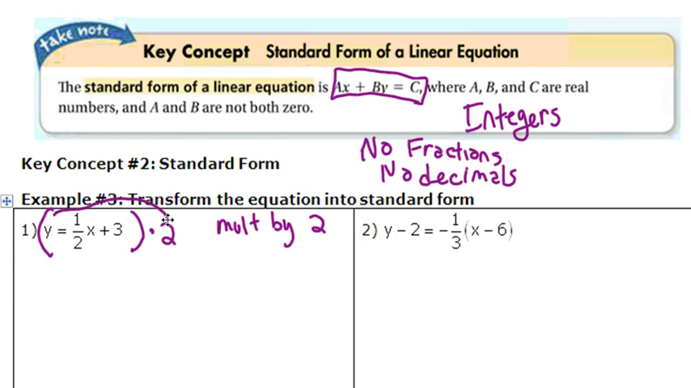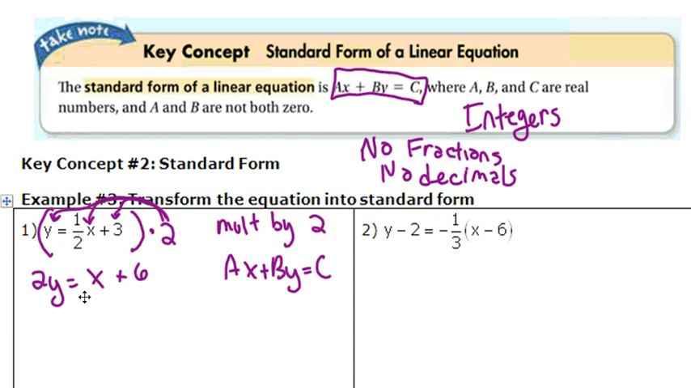So that means the y gets multiplied by 2. 2 times y is 2y. The 1/2 x gets multiplied by 2. Half of 2 is 1, so this will be 1x. And the 3 gets multiplied by 2. So 3 times 2 is 6. Now from here, I need to put it into standard form. In standard form, the x and the y are on the same side of the equal sign. So right now, the x isn't on the same side as the y, so I'm going to move it over.